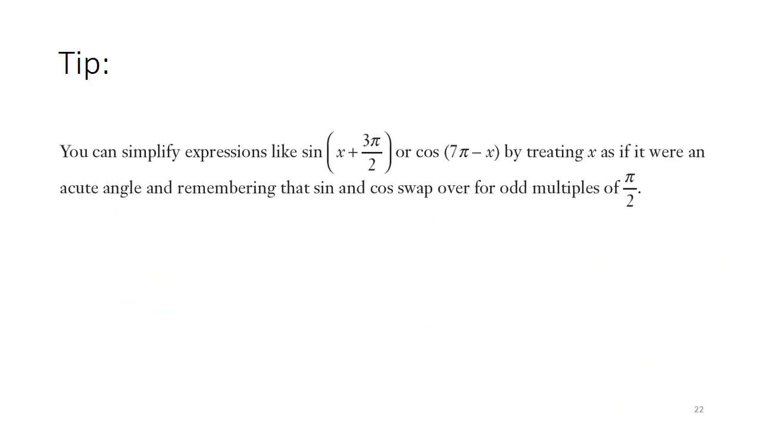Just some useful tips: you can simplify expressions like sine of x plus 3π over 2 or cos of 7π take x by treating x as if it was an acute angle. And then you can remember sine and cos will swap over for odd multiples of π over 2, right?